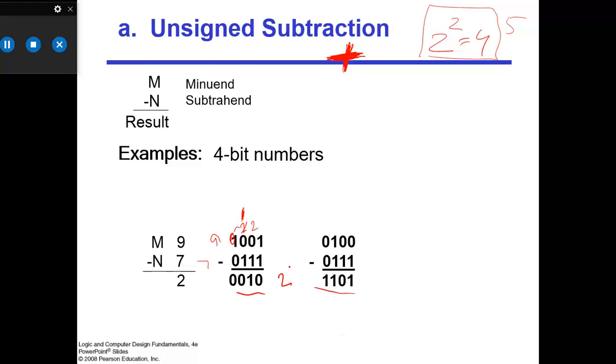So 4 minus 7 is going to be this number, which is wrong, because this is not the right way to do it. This is the wrong answer. If our m is bigger and n is smaller, the answer is okay. But if our number m is smaller and n is bigger, a borrow is generated.